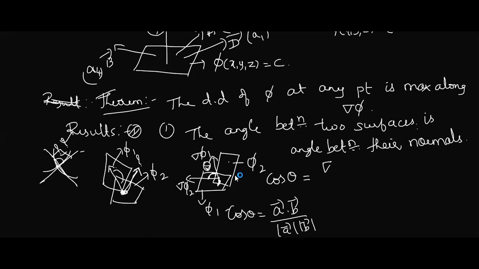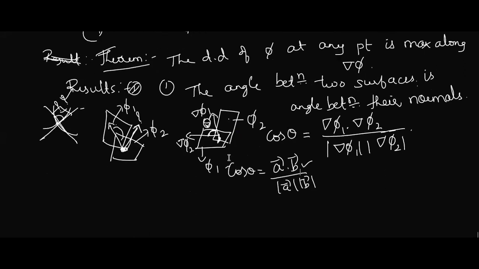Cos theta is del phi 1 dot del phi 2 divided by magnitude of del phi 1 into magnitude of del phi 2. Is it clear why this has come? Because this we already know. Is the result clear? Later on, don't say madam has given the result directly. I have shown why this is what comes.